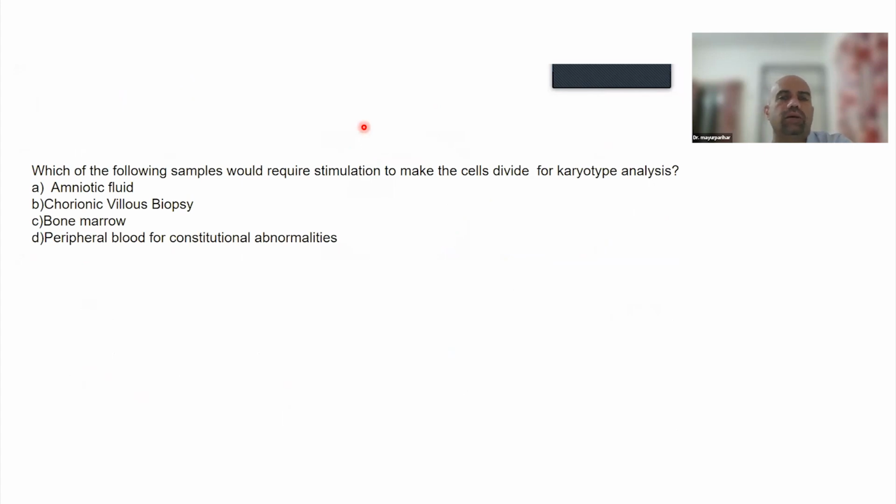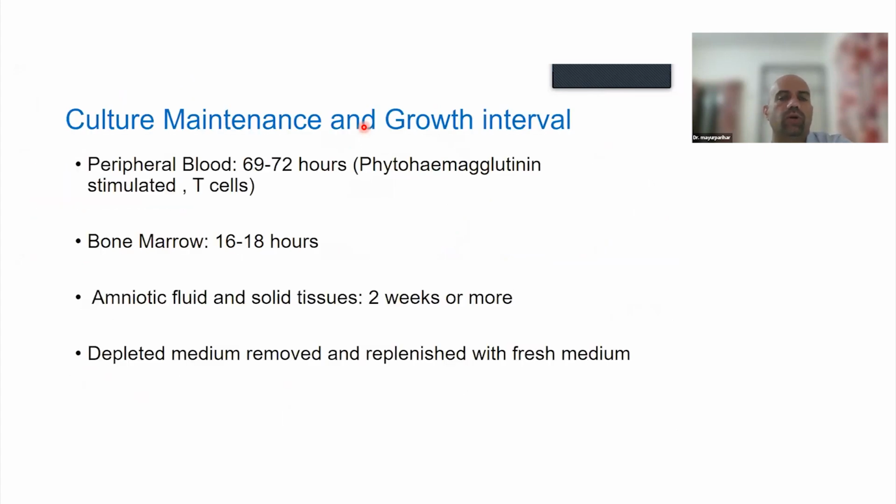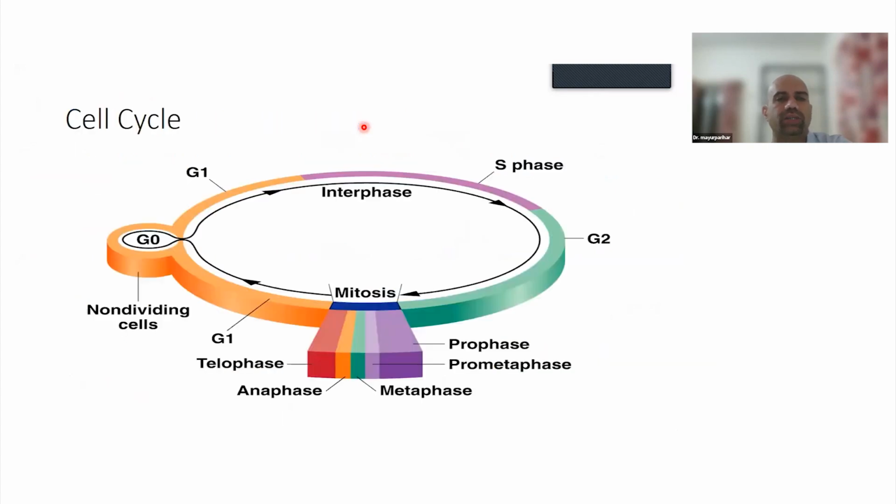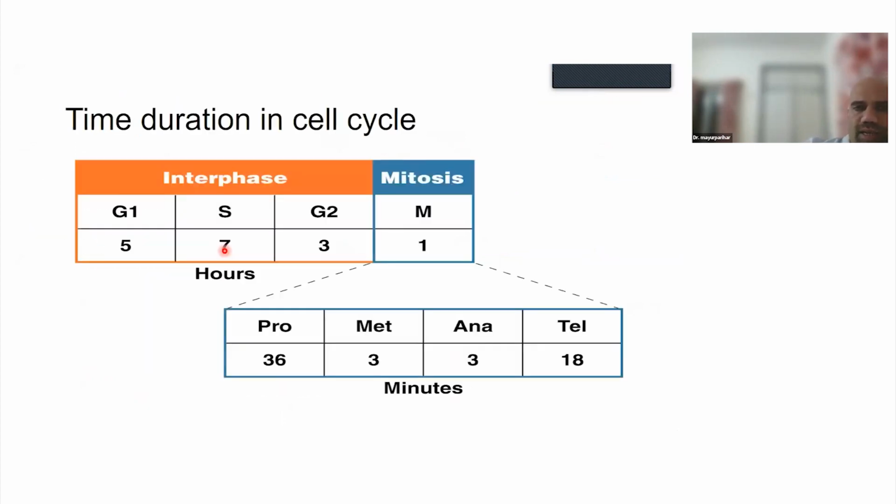I'll just go quickly here. So for peripheral blood, it's a 69-hour culture. Bone marrow, we do 16 to 18 hours culture. Why 16 to 18-hour culture? Because it's based on the cell cycle. If you look at the timing of the cell cycle, it's about 17 hours. So whenever we do bone marrow cultures for hematological malignancies, we culture them for about 17 to 18 hours and we add Colcemid there.